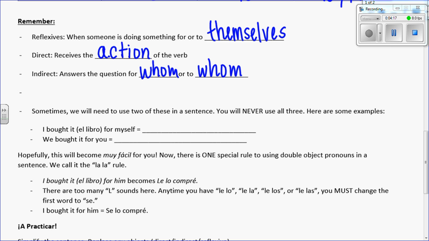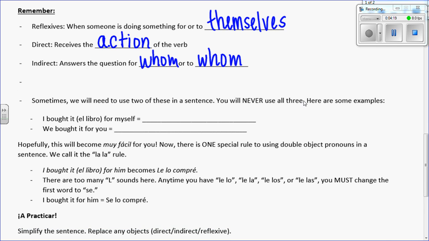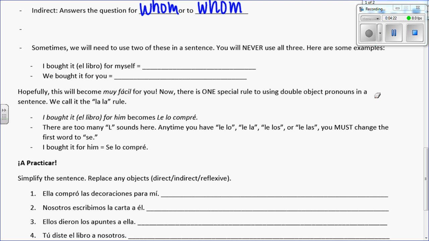Sometimes we will need to use 2 of these in a sentence. You will never use all 3 together, okay? So here's some examples. I bought it for myself. Do I have any reflexives in this sentence? Do I have anything that's being done to myself or for myself? Yes. So I'm going to underline this, and I'm going to label it R for reflexive. Okay. Do I have anything that is receiving action? The book is receiving the action of being bought, okay? So it is a direct object.